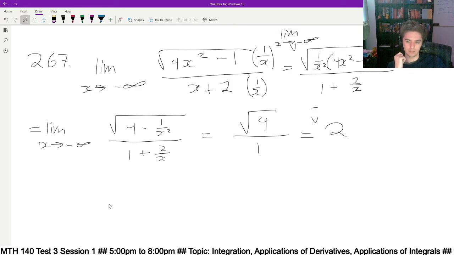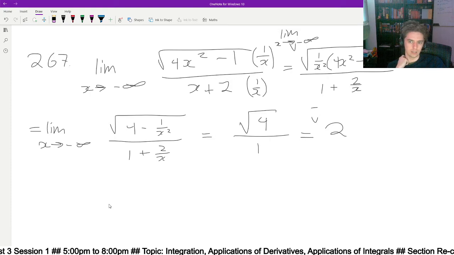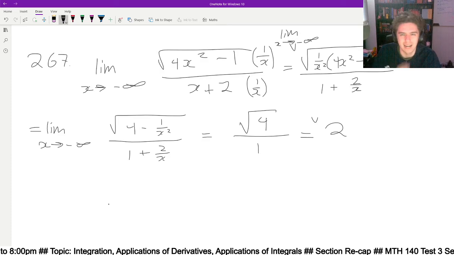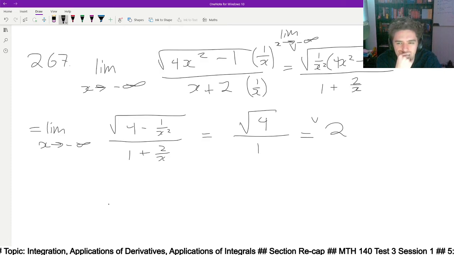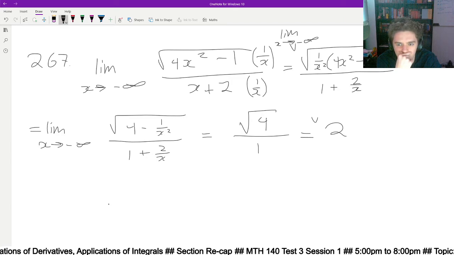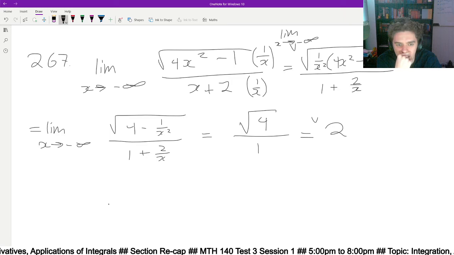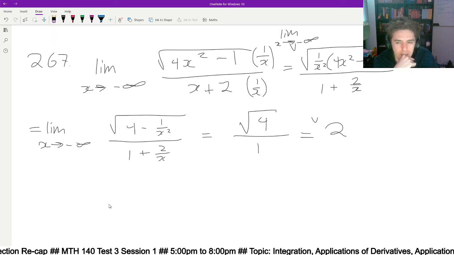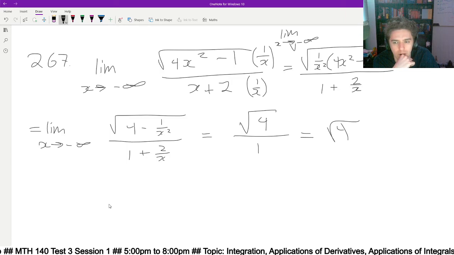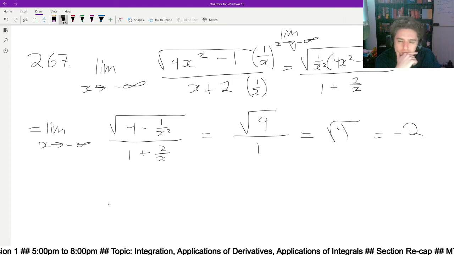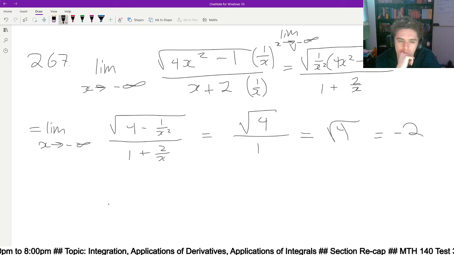The problem is that the answer is negative 2. That's actually the answer, and I just remember that. How did I not get that answer doing this? Where did I make the mistake? Isn't it like positive and negative too, because of the root? Yeah, you're right. Okay, that kind of makes sense. So this would be root 4, and we'd only take the negative root because we're going to negative infinity, I guess.